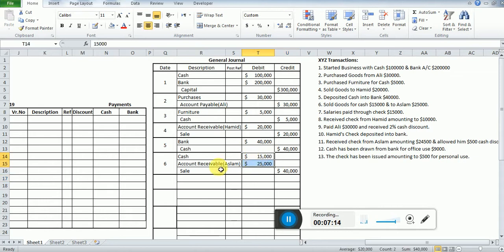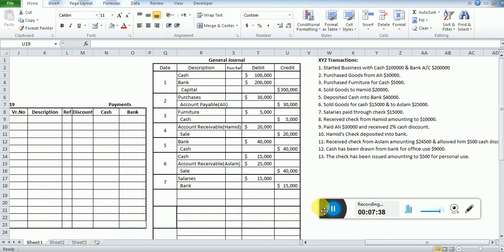Okay, number 7, we have salaries paid through check. Okay, so what is salaries? That is our expense account, should be debited, and we have paid through check, so the bank account should be credited, and that is how much? $15,000, and $15,000 should be credited. Okay, dear students, why is the salaries account debited? Because this is our expense account increase and bank is our asset.